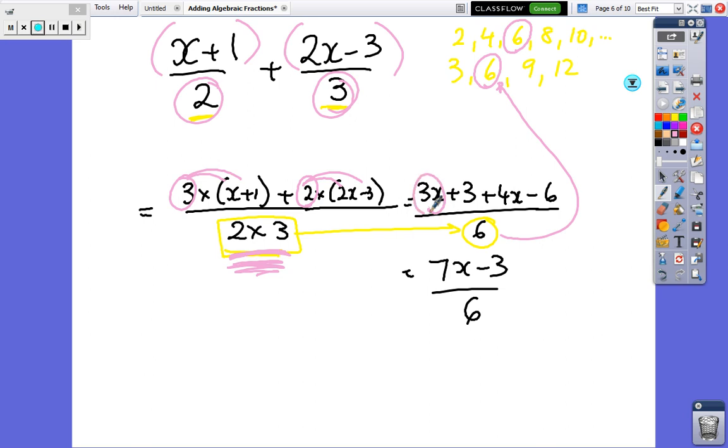So 3x plus 4x is 7x, and plus 3 minus 6, just going up and down the thermometer, is minus 3. So the final answer is 7x minus 3. So you need to copy that down, and then when you're ready, come to the next slide.